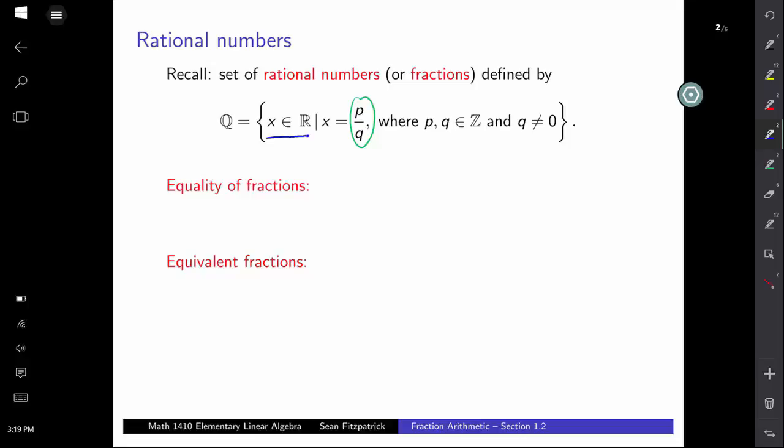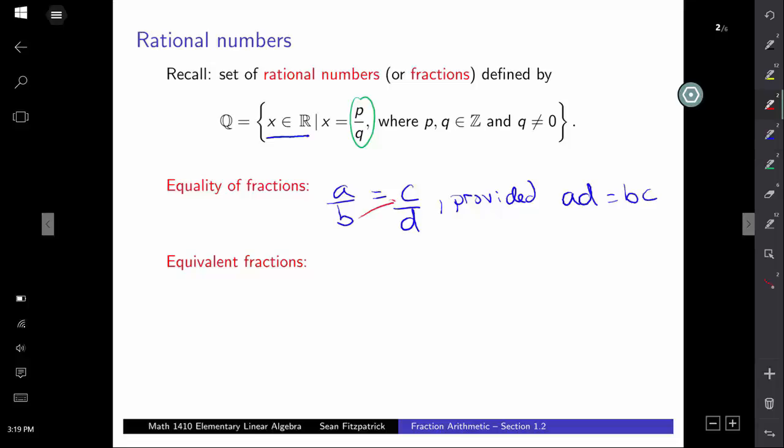Now, in this set, there's a fair amount of redundancy. For every choice of P and Q that I can make, I don't necessarily get a completely new fraction. There are a lot of different fractions that could, in fact, be equal. The way we define equality of fractions, we say that a fraction A over B is equal to a fraction C over D provided that A times D is equal to B times C. So there's this cross multiplication that you can do to check whether or not two fractions are equal.